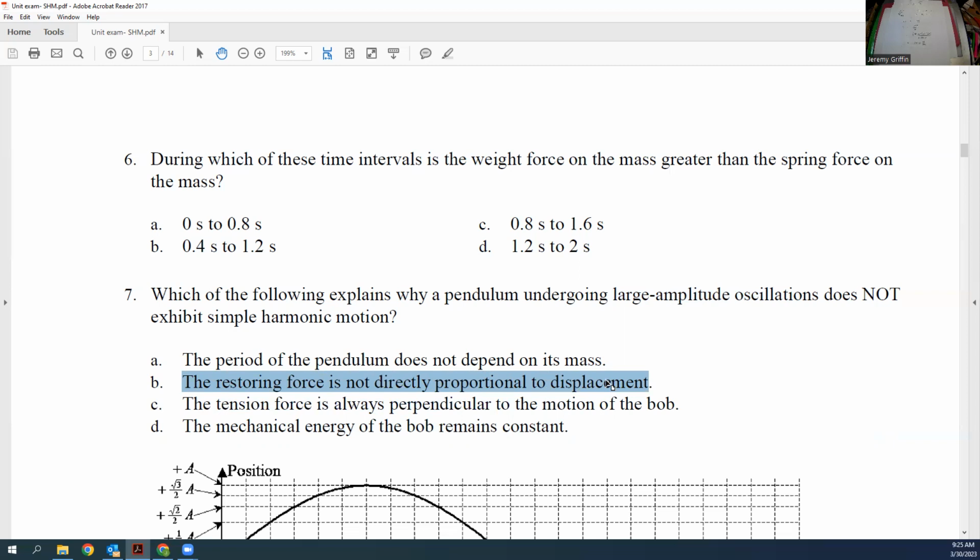All right, and here's their justification. They say if the restoring force for large amplitudes is proportional to sine theta, but simple harmonic motion requires the restoring force to be proportional to just theta. Okay. There's something called a small angle theorem, which says that sine of theta is approximately equal to theta for small angles. Now, it's only true if you're working in radians, right?